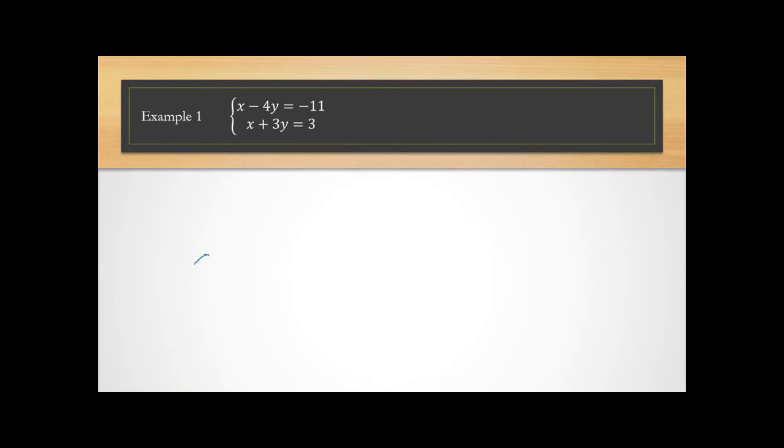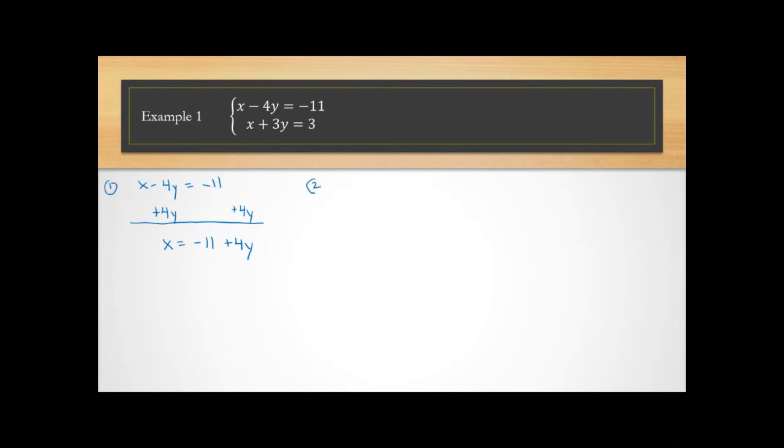So our first equation, we have x minus 4y equals negative 11. And so I want to solve this for x so that I have an equation in terms of x that I can plug into the other equation. So that means I need to add 4y to both sides. So this gives me x equals negative 11 plus 4y. And I could write the y first. I could do 4y minus 11. It really doesn't matter.